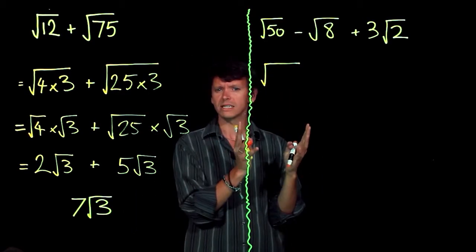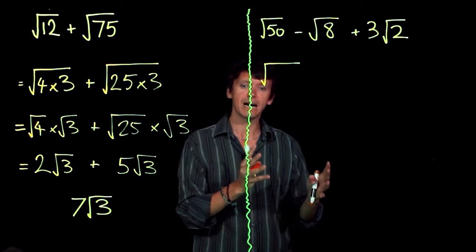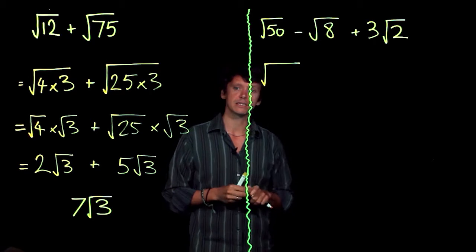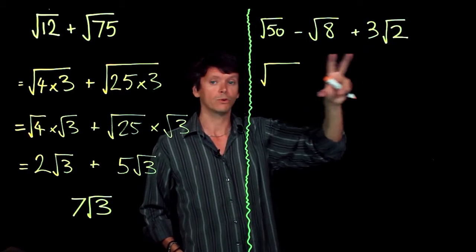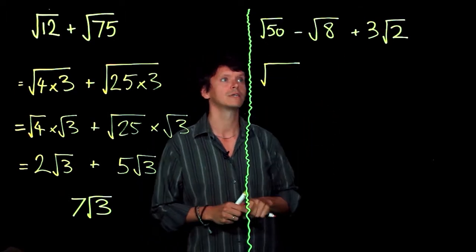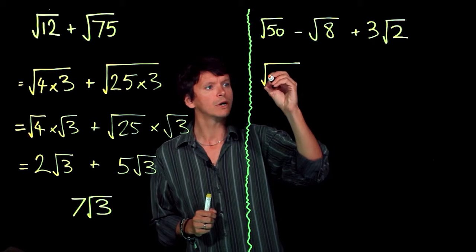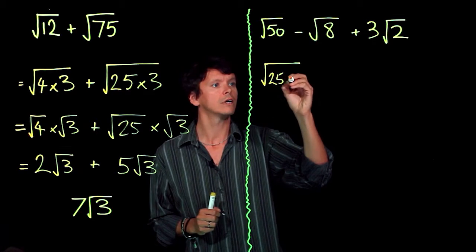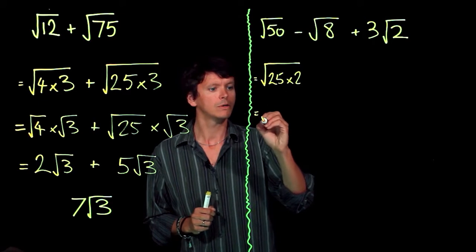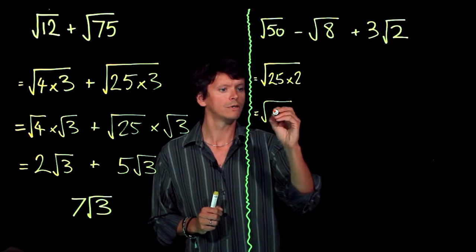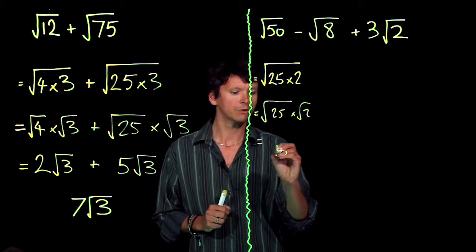We don't always know if it's the right place to start, but when we get a little further down the sum, we'll be able to see if we end up with the same square root numbers, the same surds in the other numbers. So let's see how that goes. Square root of 50 is the square root of 25 times 2, which is the square root of 25 times the square root of 2, which equals 5 root 2.